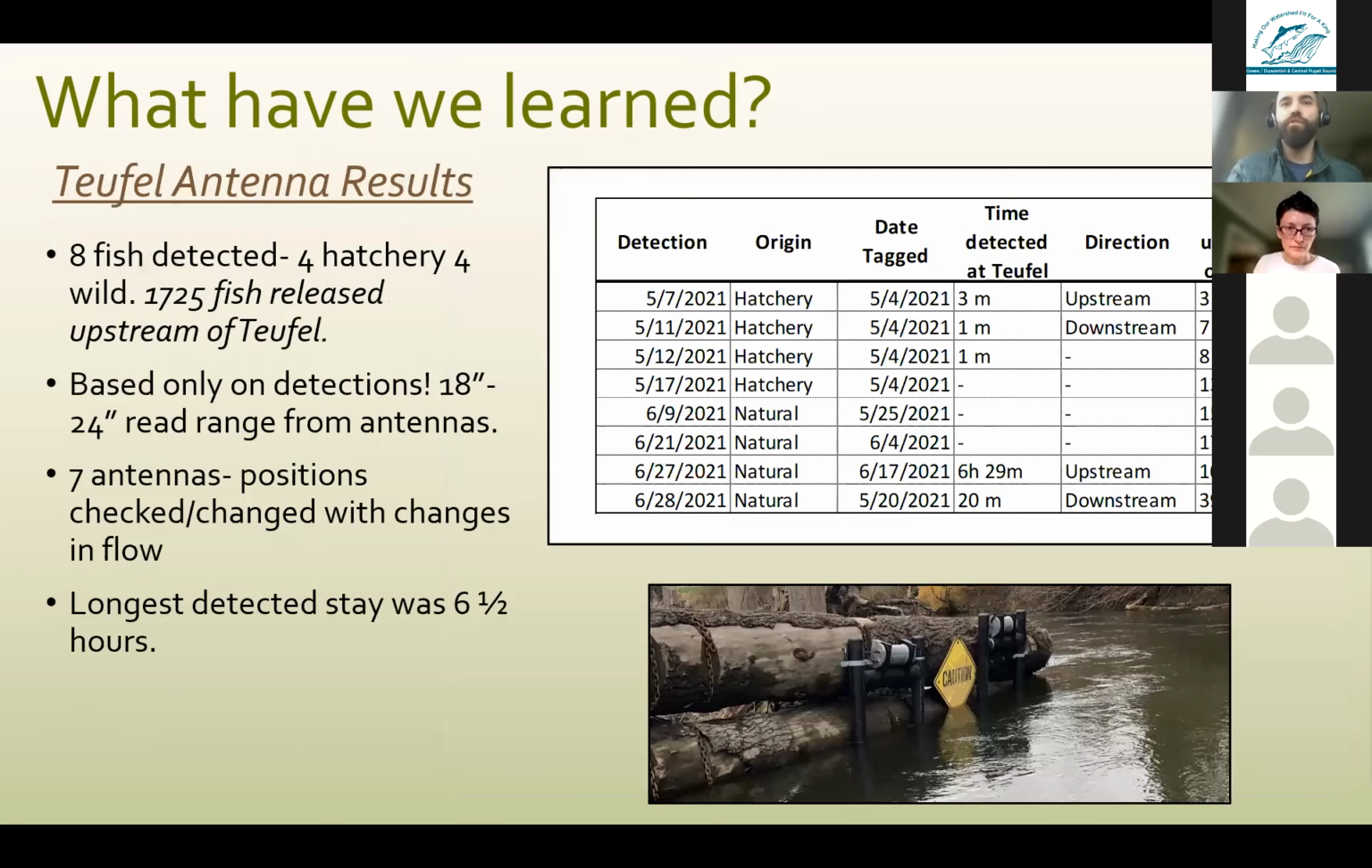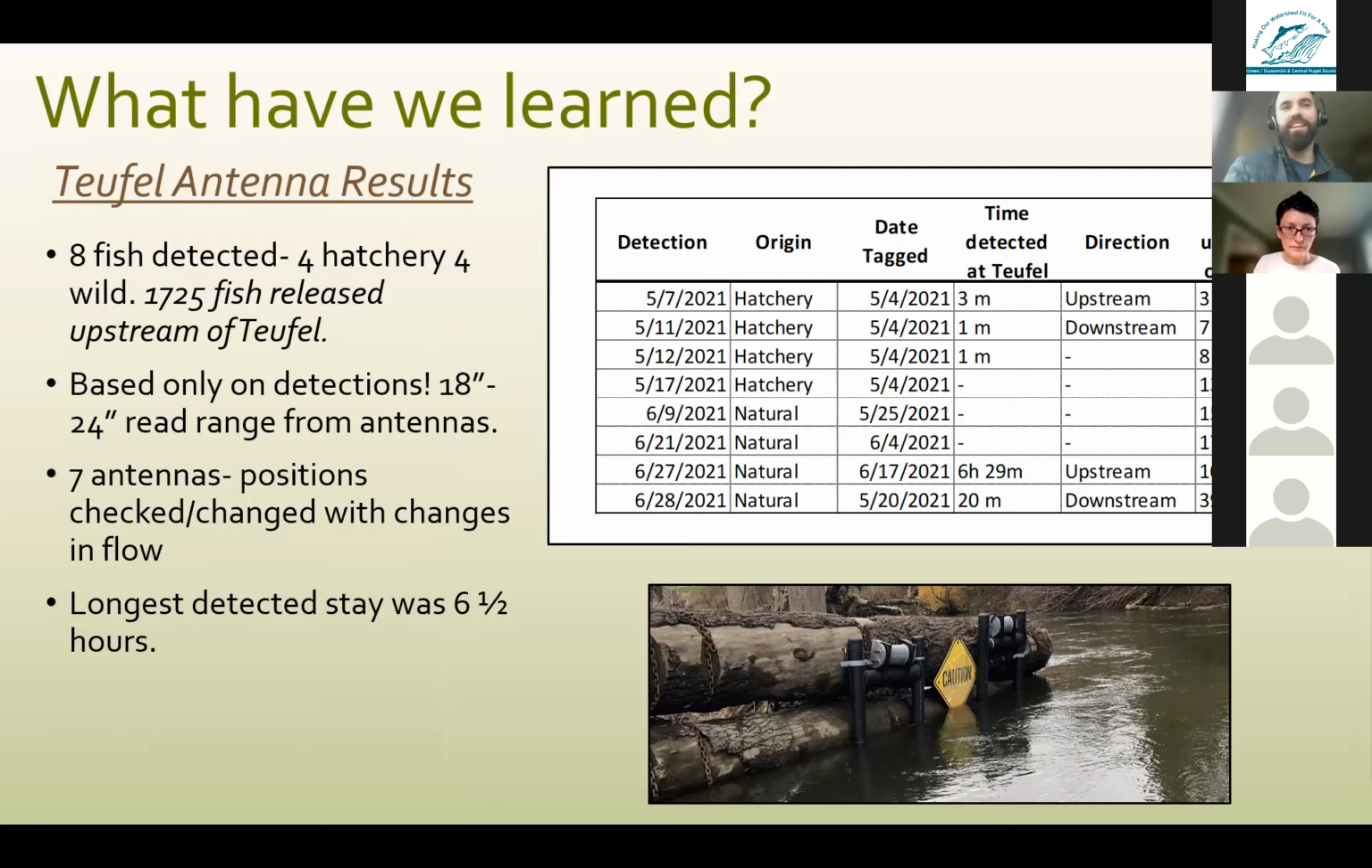Onto the two full antenna structure. Like I said, we had 7 antennas here, and they were scattered from the upstream end of the large wood site down to the bottom. So the idea being that we could detect fish moving through it and understand how long they would be able to stay there. So the whole year, out of the 1,725 fish that we released upstream, including hatchery and wild, we only detected 8 fish actually using the two full wood structure.